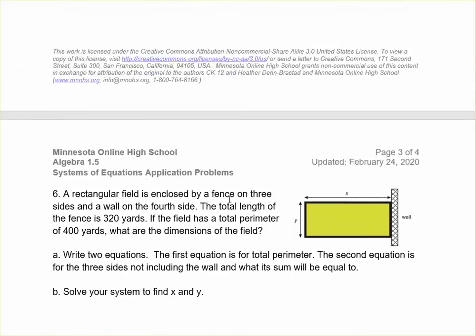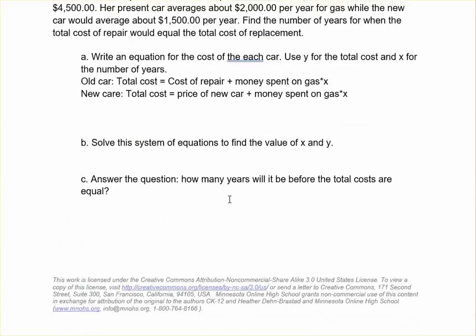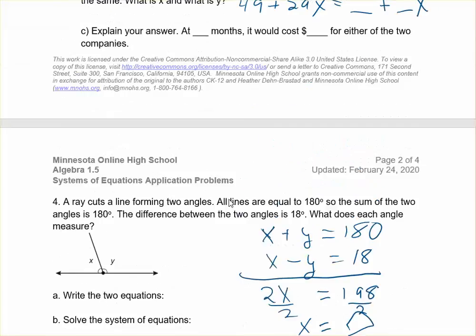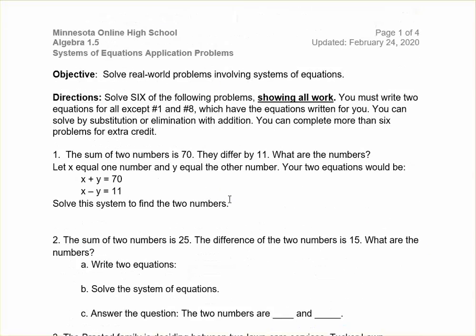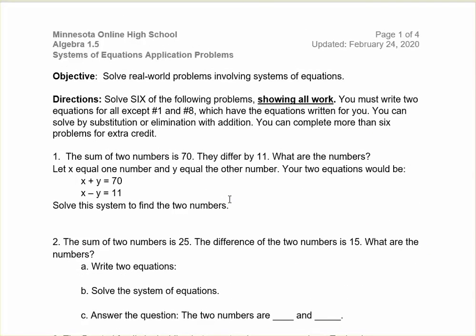All right, remember you need to pick 6 problems. You need to write your equations unless they were given for you, which they were in 2 problems, and you need to show all your work. If you don't show your work, you won't get very many points on the assignment.